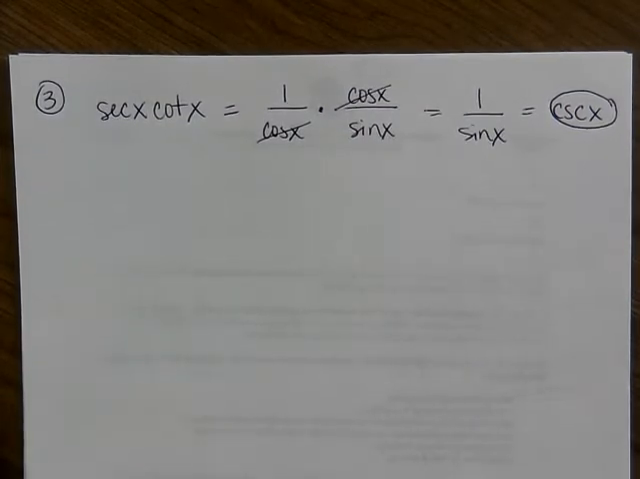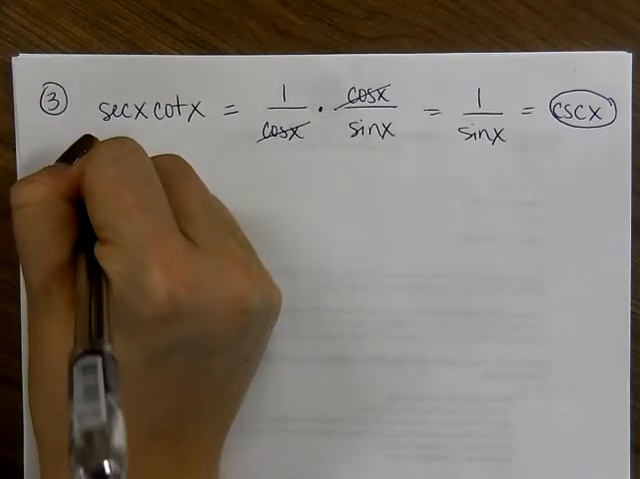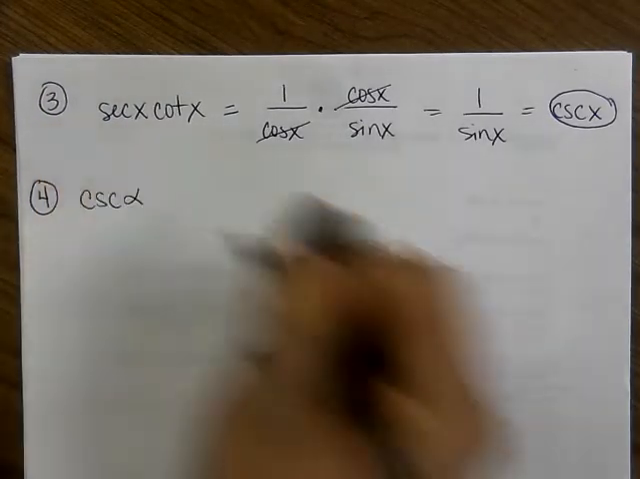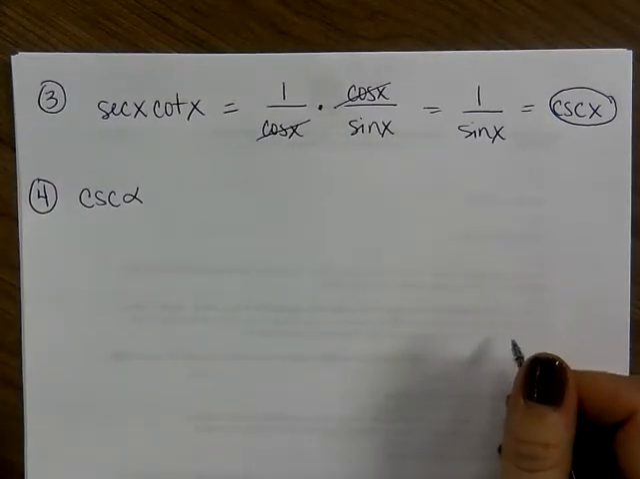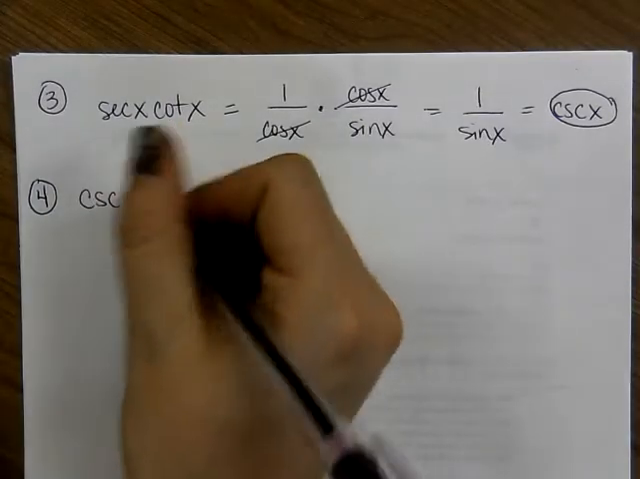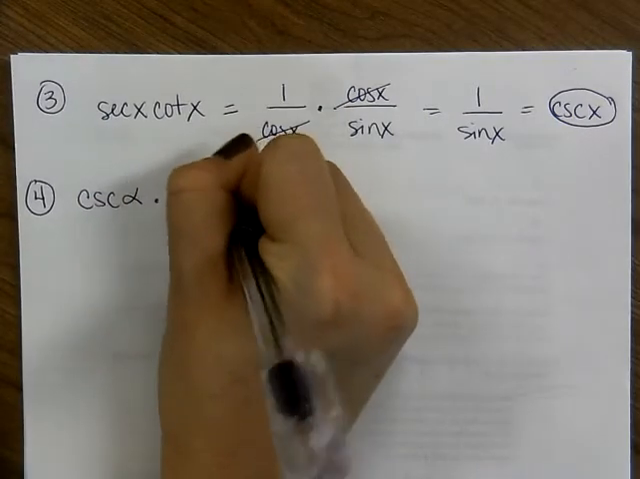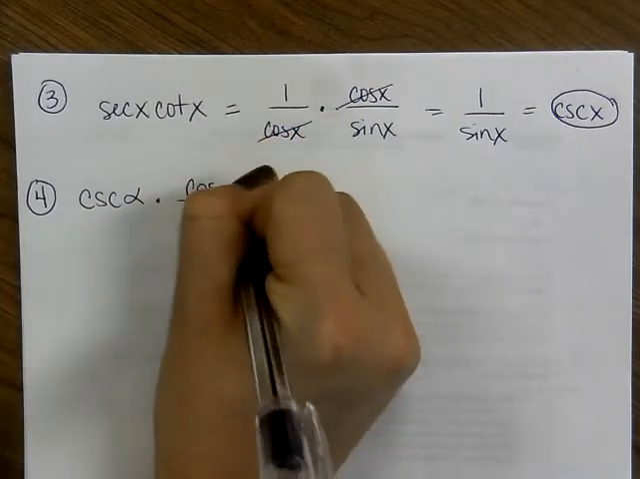Okay? Alright, this one you're going to get. So, cosecant of alpha. Now, don't freak out, okay? They're going to start introducing different symbols for us to use, and it's okay, all right? Don't freak out. It's all right. So we're going to have cosecant times the cosine of alpha over cotangent of alpha.